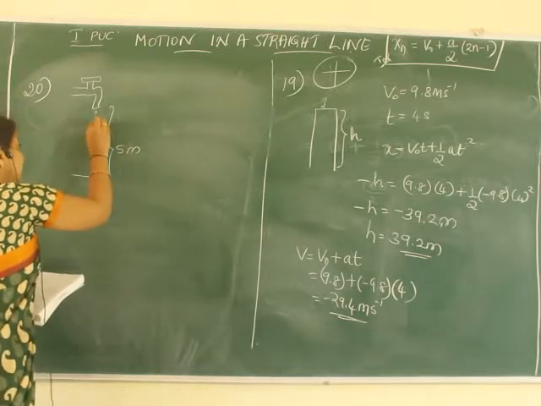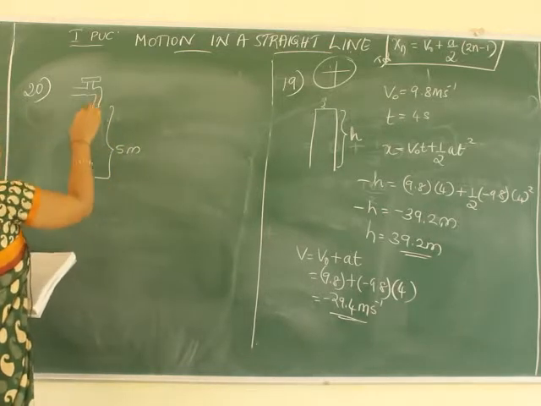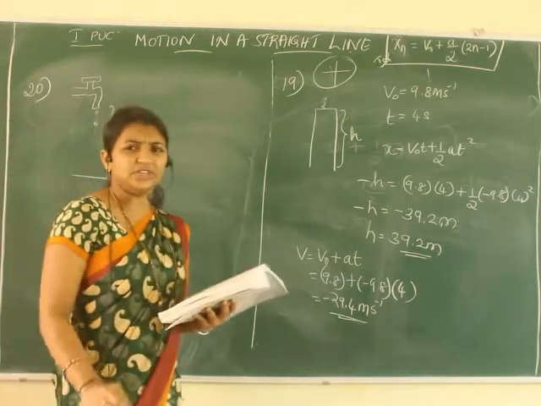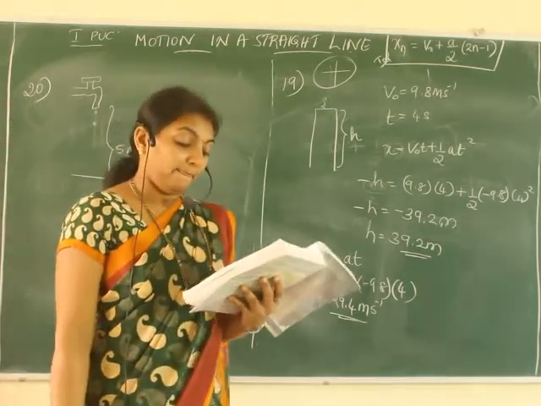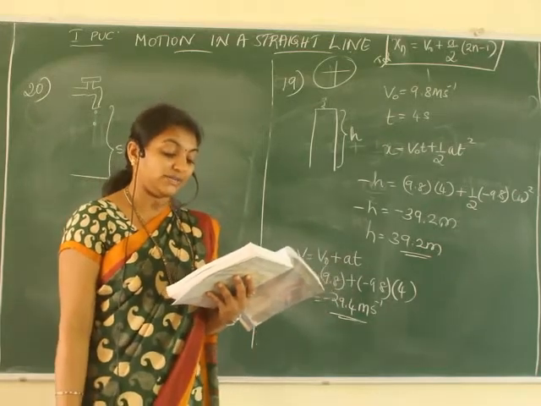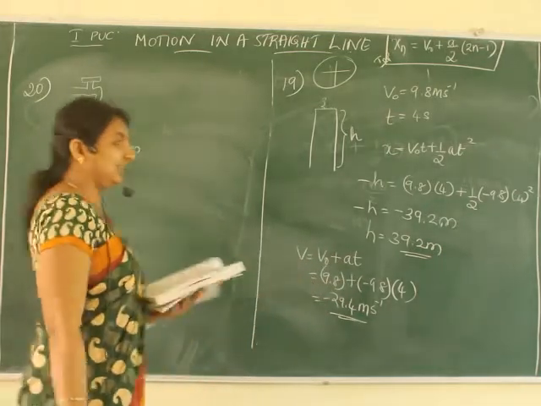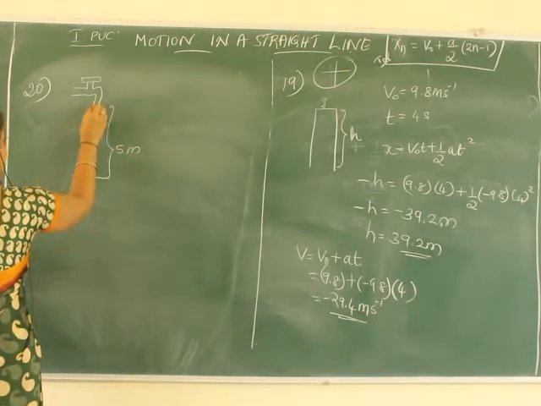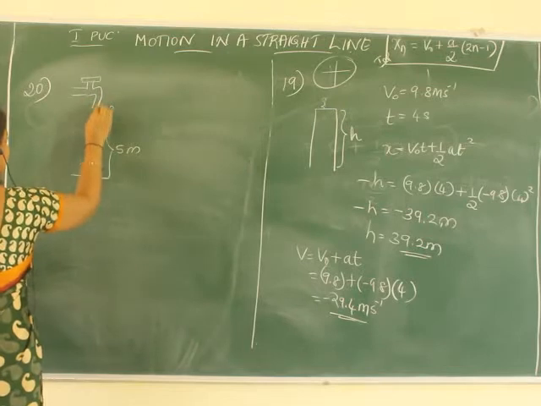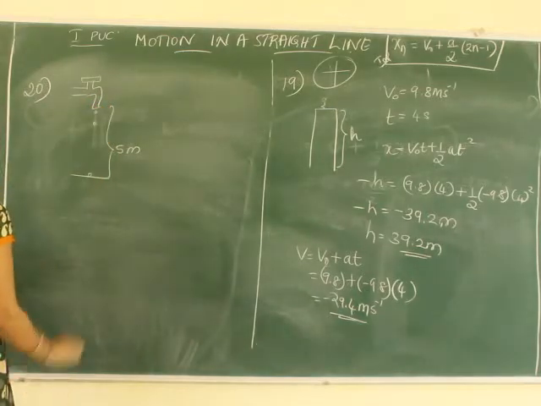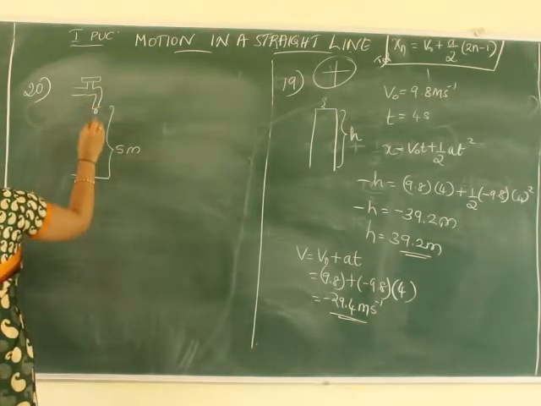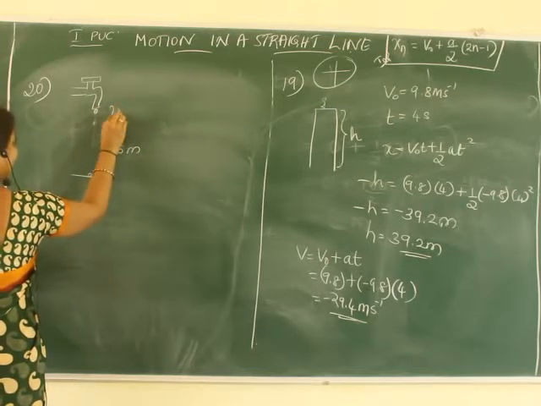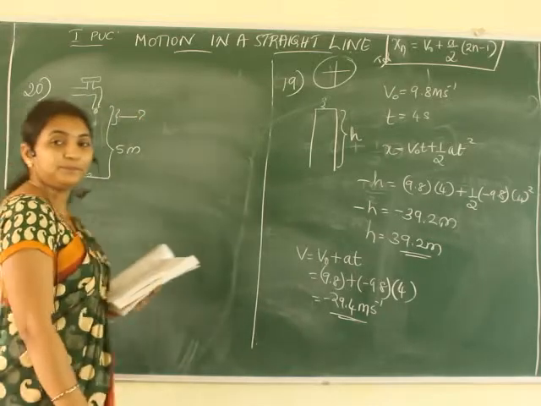The third drop leaves the tap at an instant when the first drop touches the ground. So when this first drop touches the ground, the third drop will just start, just leave the tap. What is the height of the second drop at that instant? When the first drop reached here, the third drop just leaves the tap. Correct? Then where will the second drop be?